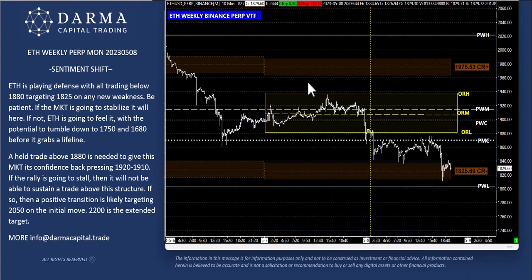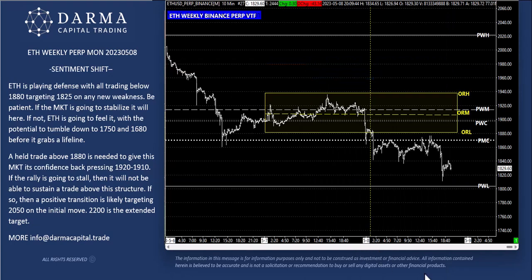I'm going to remove our price map structure, kind of give you some basics here. So we are focused on the weekly structure. And what we're showing you here are a couple things. We're going to show you the previous week's high, previous week's low. We also have the previous week's close. This is basically the start of the new week.